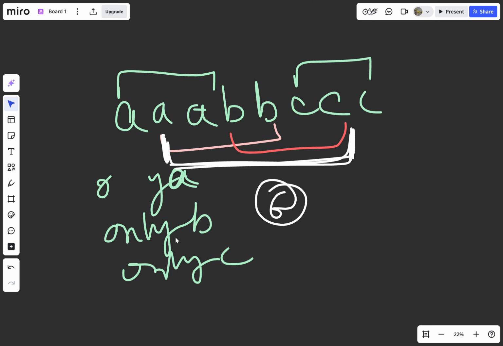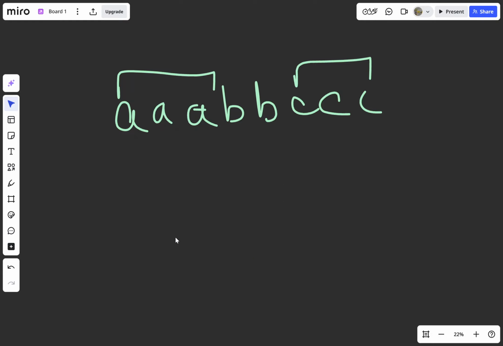After that we will figure out the longest substring for A and B. What we have to find out, I will write it here, is that we have to consider only A, only B, only C.